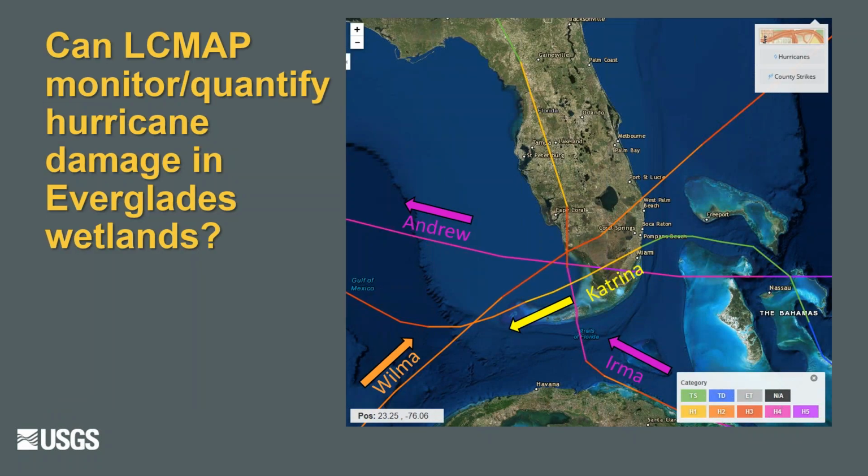And right now I'll just say I'm not showing you national results because we just don't have all the data yet. We're in the process of producing it. But we like to show these things called land change stories. So can LCMap monitor and help quantify hurricane damage in the Florida Everglades wetlands?